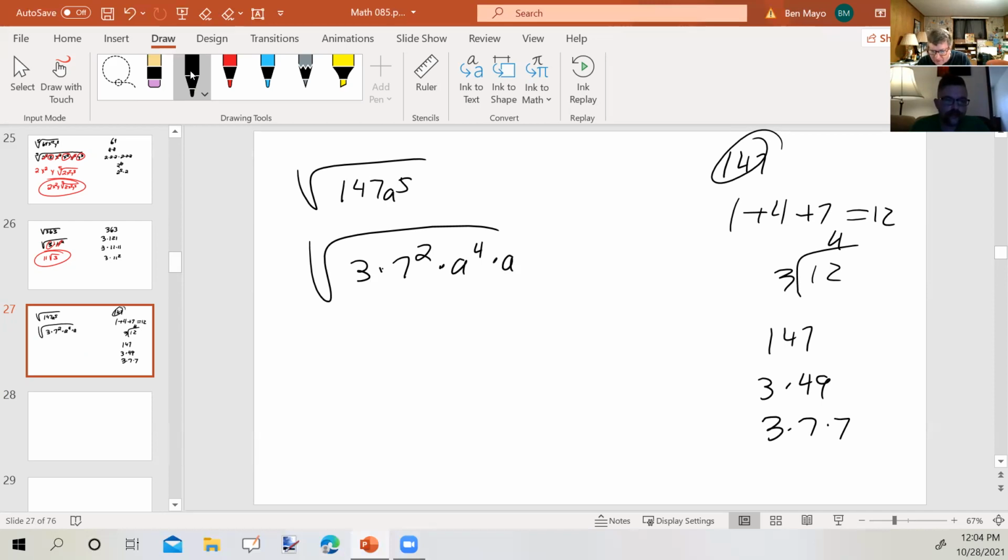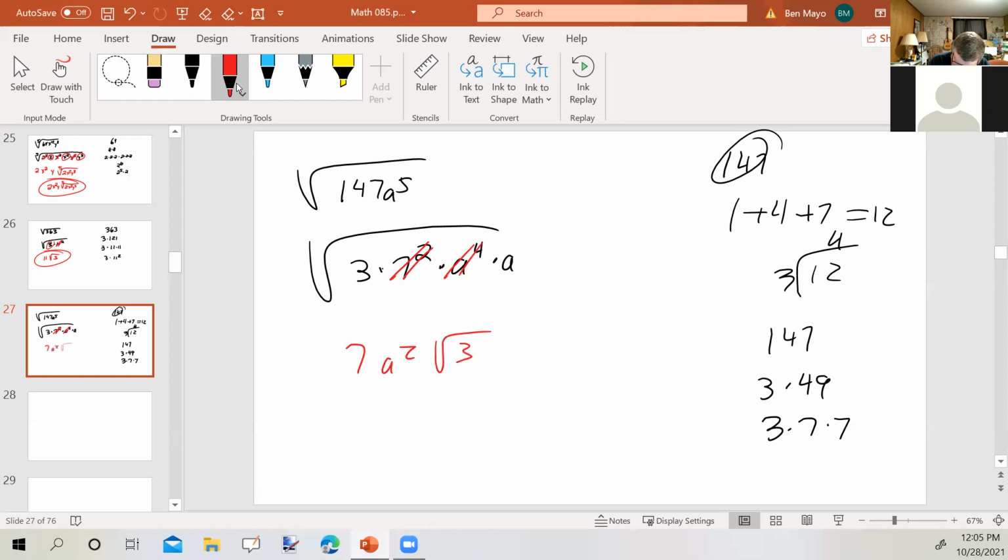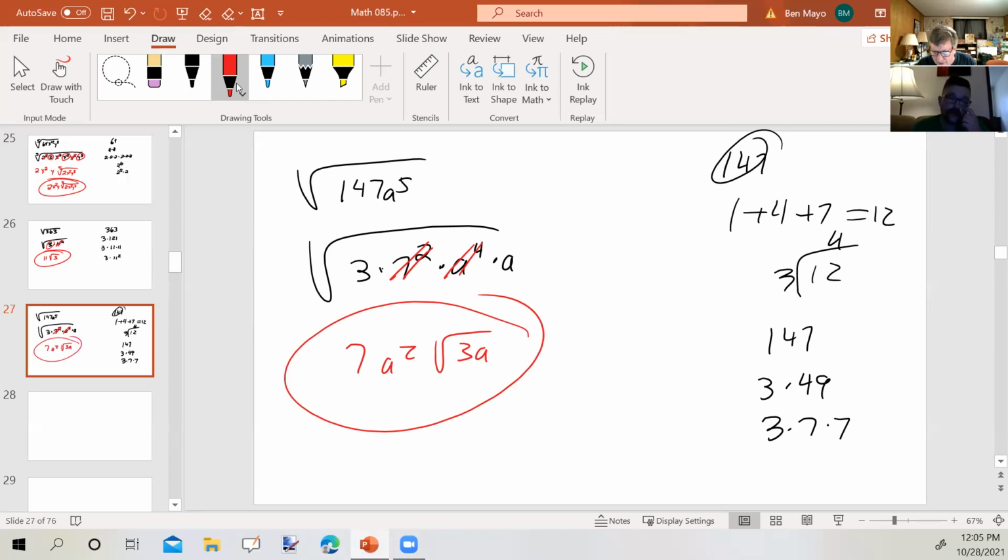Again, I'm taking a to the 5th and pulling out powers that are multiples of 2 and then leftovers. Okay, is that making sense? Why I'm doing that? Okay, so the square root of 7 squared is 7 on the outside. The square root of a to the 4th is a squared on the outside, and I have 3a on the inside. So 7a squared square roots of 3a would be the final answer, because your leftovers stay inside.